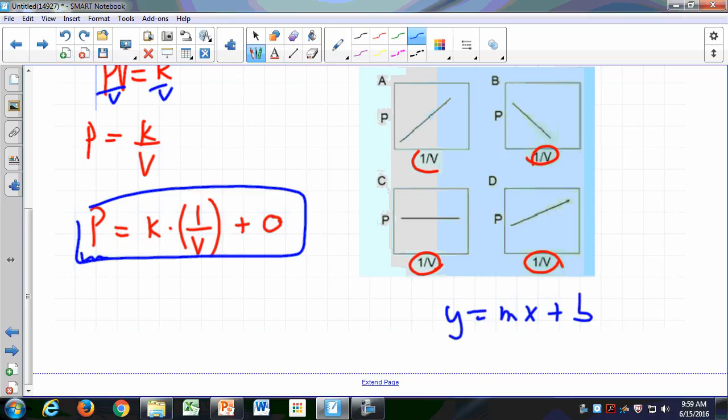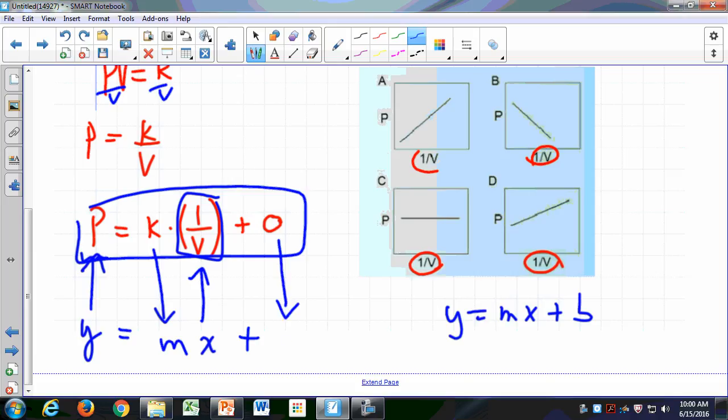I rearrange my equation, so now if I put pressure on my y-axis and 1 over volume on my x-axis, I can see here that y is equal to some constant K, so that's going to be my slope, plus another constant, which is non-existent, so that other constant must be 0, so my y-intercept must be 0. So which of these graphs best represents Boyle's law? You need a graph that's a straight line. When you plot pressure versus the inverse of volume, that's why it's called inverse proportionality, you get a straight line with a slope equal to K.